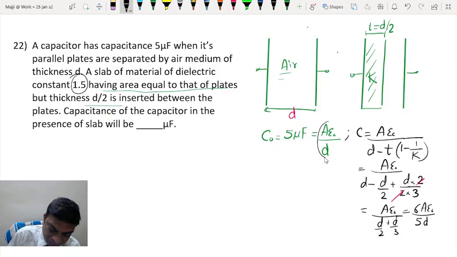But as you know, A epsilon 0 by d is already given as 5 microfarad. So when we replace A epsilon 0 by d with 5 microfarad, 5 gets cancelled here and we are left with 6 microfarad. So the correct answer is 6 microfarad.